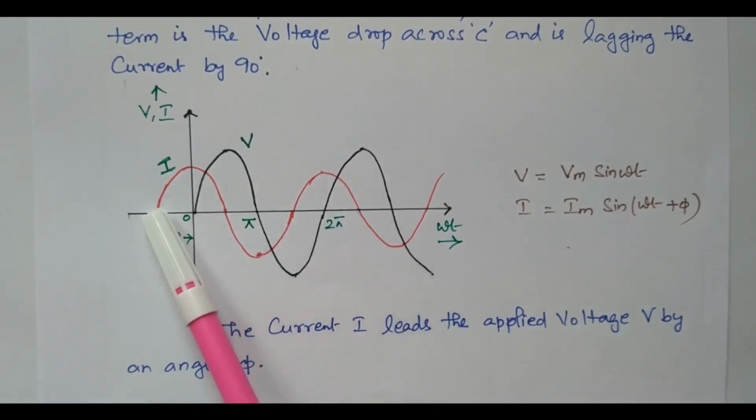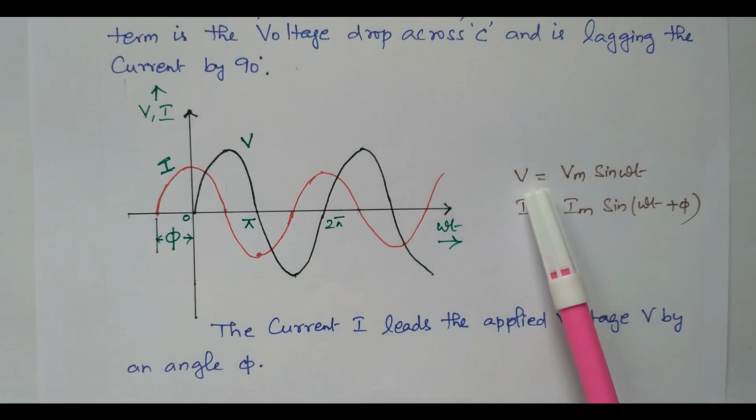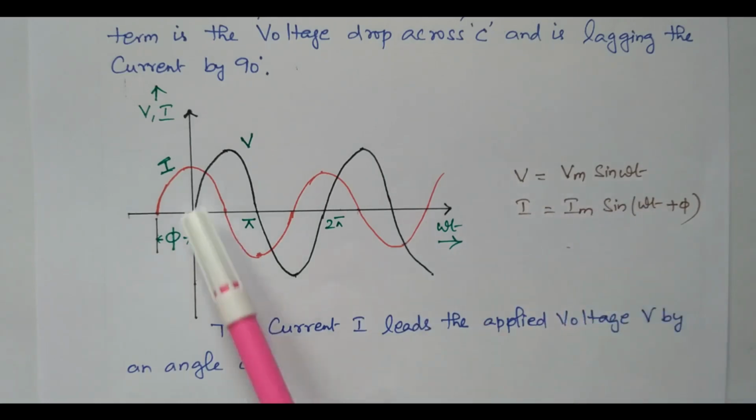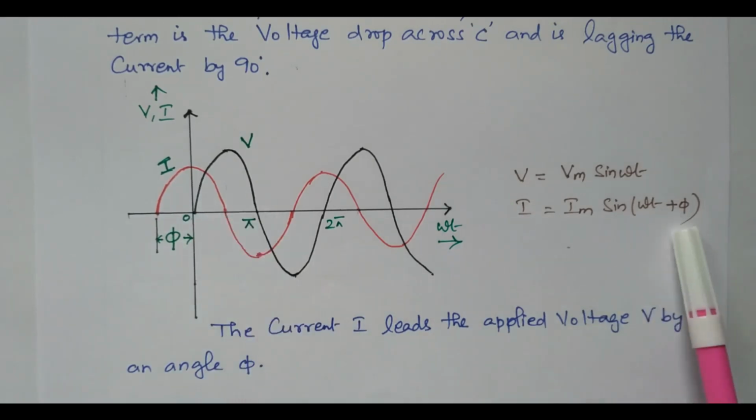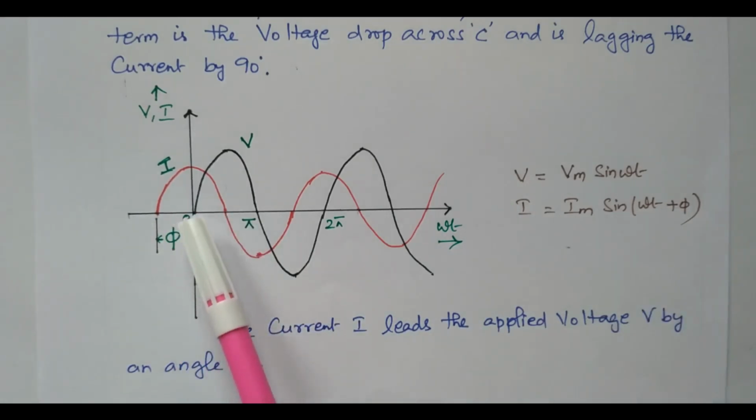Here the current is leading. So based on that we can write V equal to Vm sin omega t, which starts at 0 degrees. But i equal to Im sin omega t plus phi, because it starts earlier, so it is added. If it is later, minus phi. In the case of a capacitor the current starts earlier, so sin omega t plus phi. So from that we can say the current i leads the applied voltage V by an angle of phi. There is a phase difference of phi, that is, the current is leading.